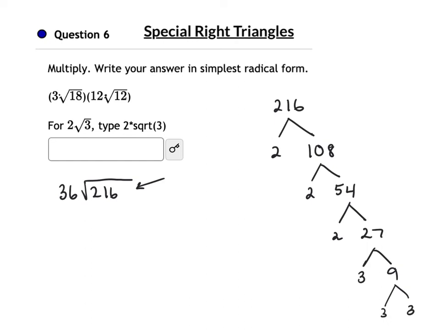An important thing to know is that if you multiply any two perfect squares, like 4 and 9, those are perfect squares. 4 times 9 is 36, a perfect square. If you multiply two perfect squares, you get a perfect square. 2 times 2 makes a perfect square, that's 4. 3 times 3 makes a perfect square, that's 9. So it looks like our largest perfect square is 36.